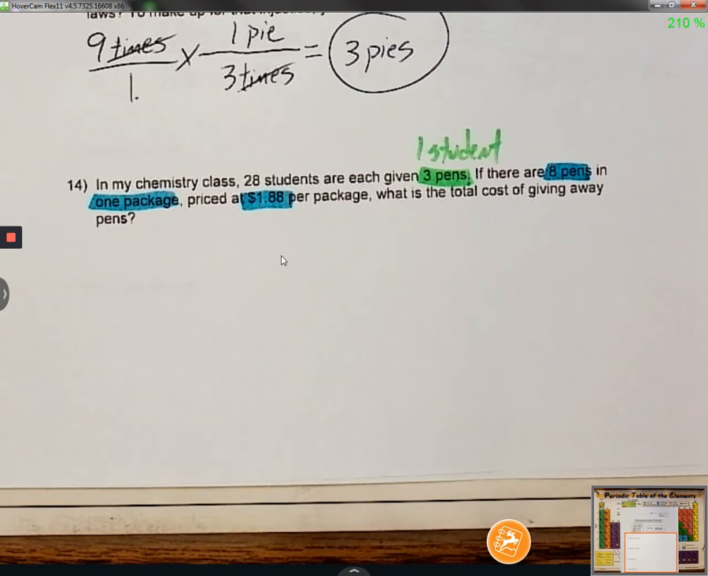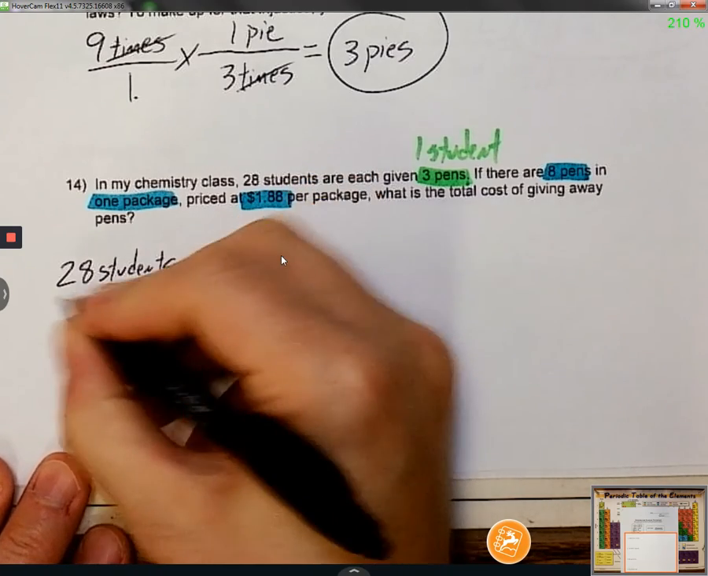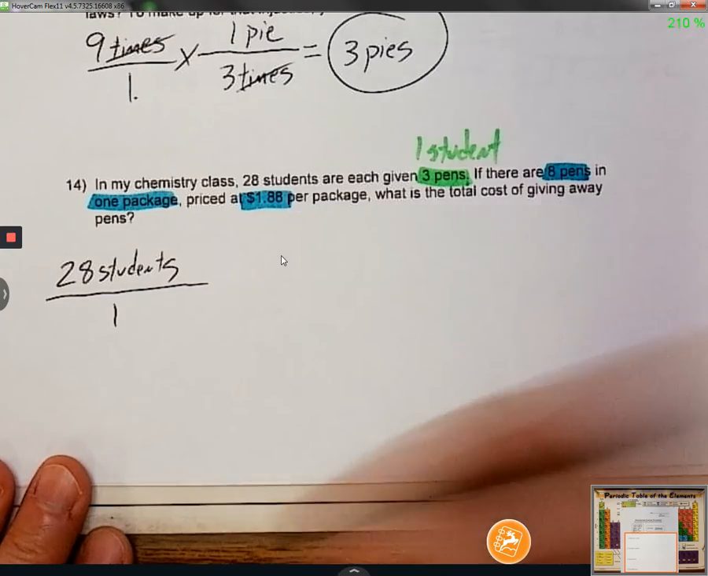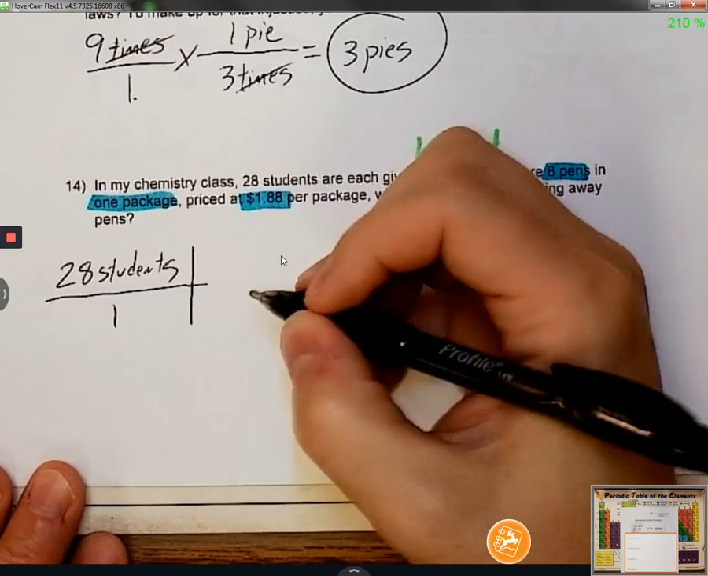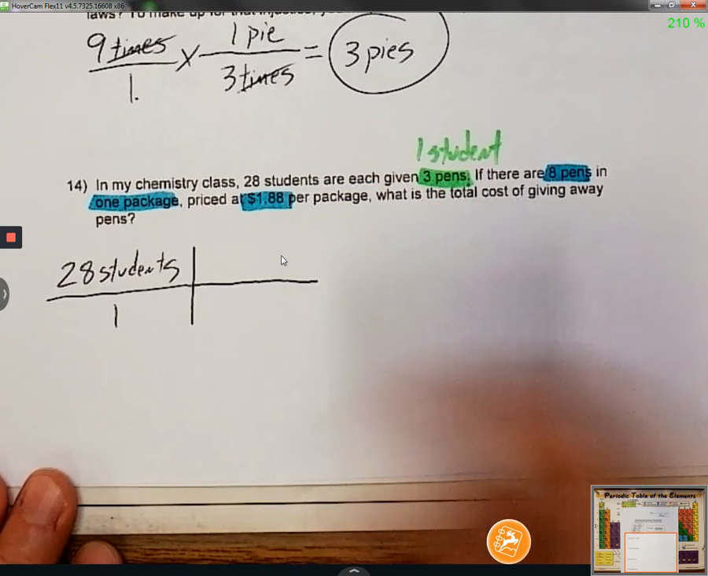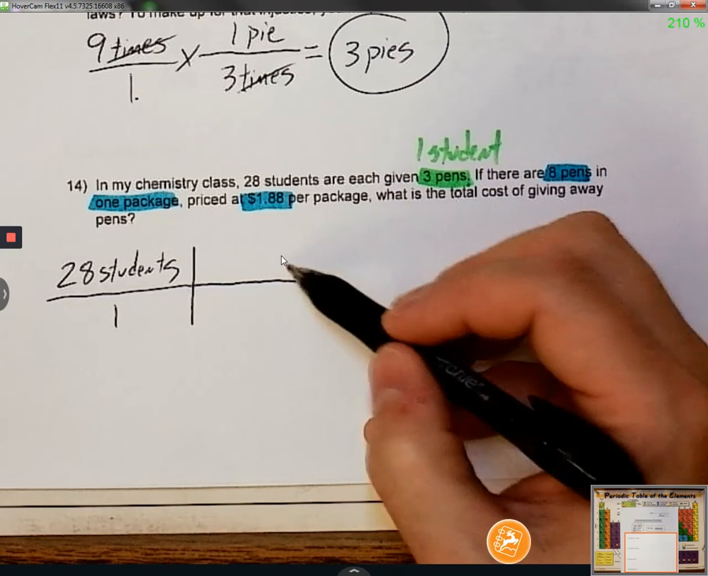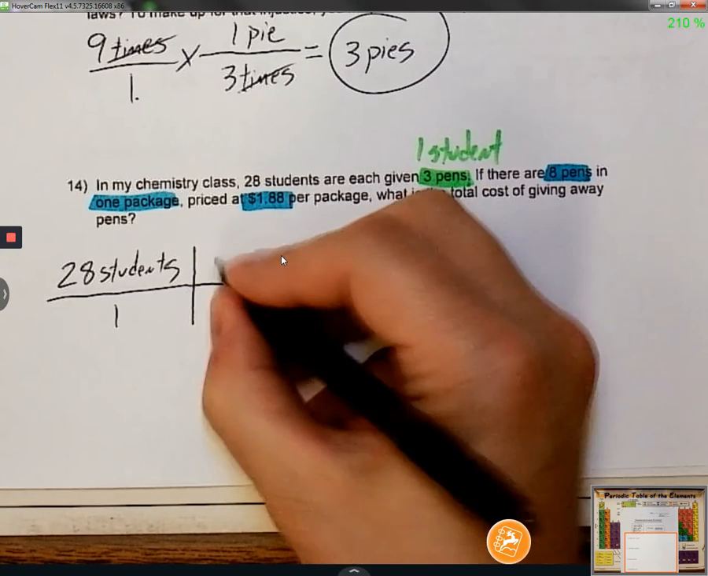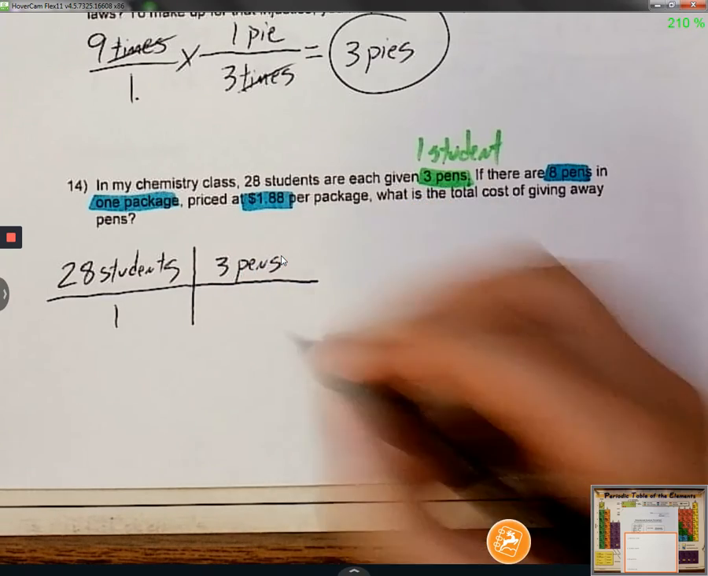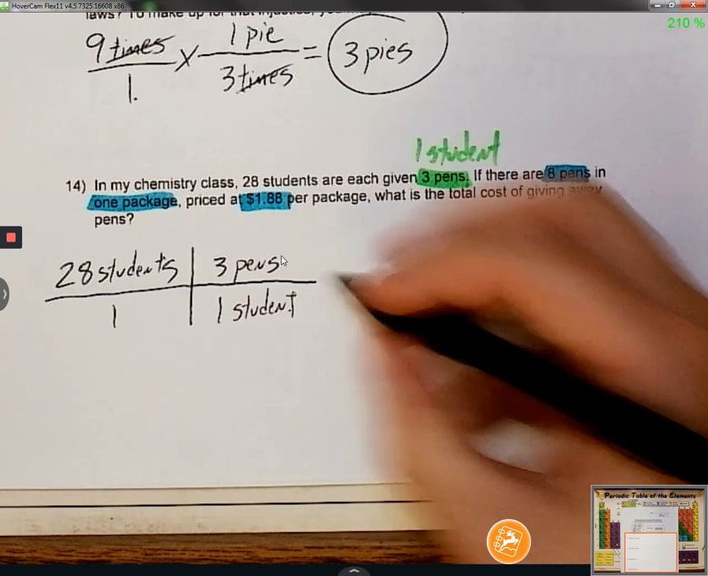I'm going to draw this a little bit different this time because you sometimes see it drawn a little bit different. I'm going to still start with 28 students, still going to put it over 1. But this time instead of putting an X, I'm just going to draw a vertical line. It means the same thing. So I've got students on top. What can I convert students to according to my problem? Pens, okay? So 1 student equals 3 pens. What goes on top? 3 what? 3 pens. How do I know that students goes on bottom? Good. Whatever was on top goes down to the bottom.